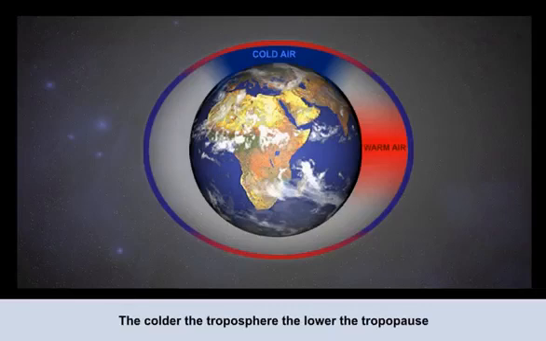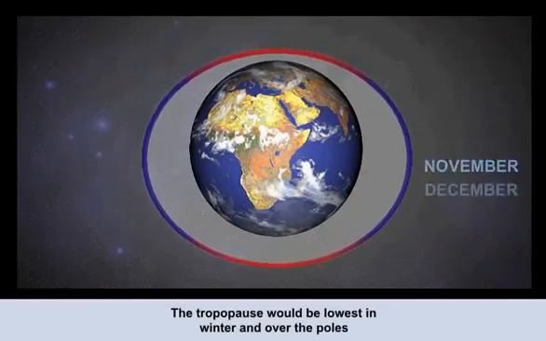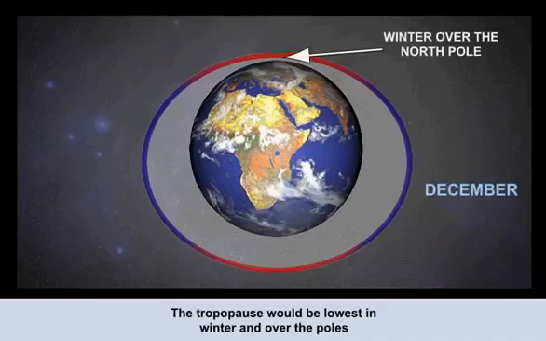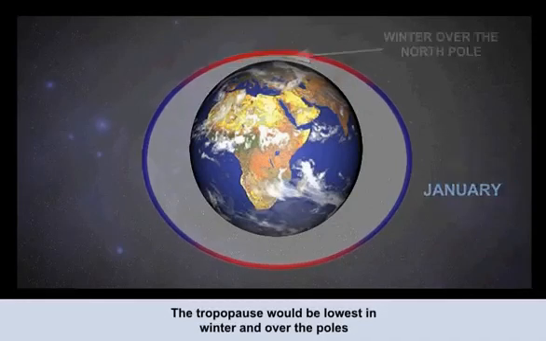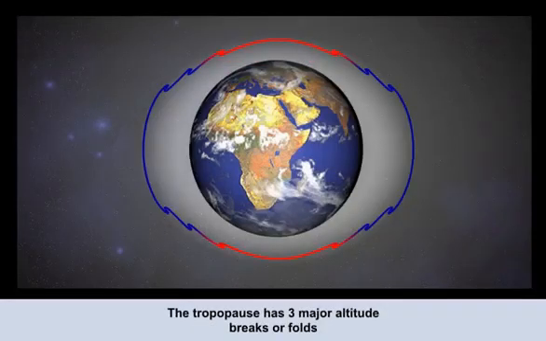The extremes of this are demonstrated very well over the poles and the equator. It follows that when the troposphere is at its coolest, i.e. over the poles in winter, then the tropopause would be at its lowest. However, there are places where the tropopause folds or breaks.